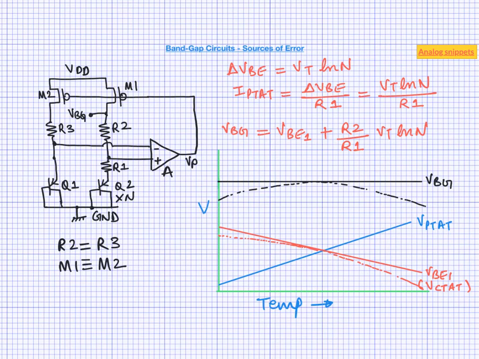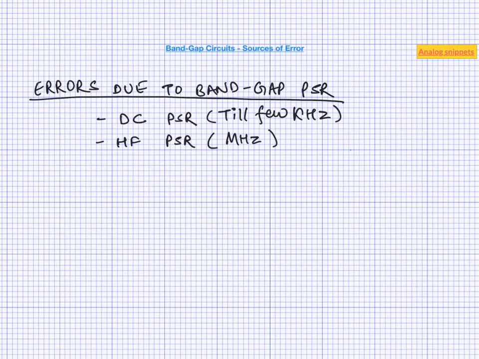We have now discussed most of the dominant sources of error in the bandgap. I will briefly mention 3 more sources of error which should be considered in every bandgap design. But I will not discuss those in this video in any great detail. And these sources of error are bandgap PSR, device noise, and stress due to packaging. We can divide the PSR, that is power supply rejection errors, into two categories: errors due to DC PSR, that is at a lower frequency, and high frequency PSR errors.